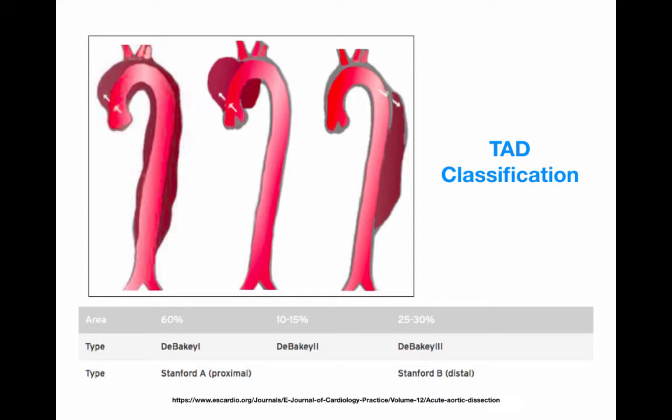The crux of this is that a Stanford A involves the proximal aorta, and a Stanford B involves only the distal aorta. The DeBakey is kind of one more step complicated. The DeBakey 1 involves the proximal or ascending, the arch, and the descending. The DeBakey 2 only involves the ascending, and the DeBakey 3 only involves the descending.